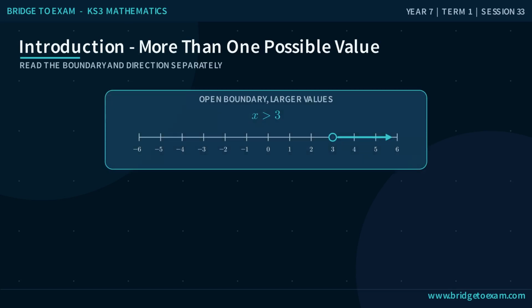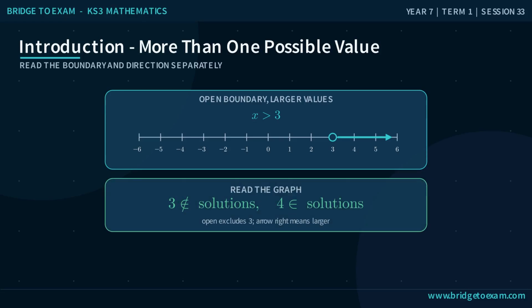Session 33. Inequalities on a number line. The statement x is greater than 3 describes every value to the right of 3, but not 3 itself. An open circle excludes the boundary. A filled circle includes it. The arrow shows the direction of all other values that satisfy the inequality.